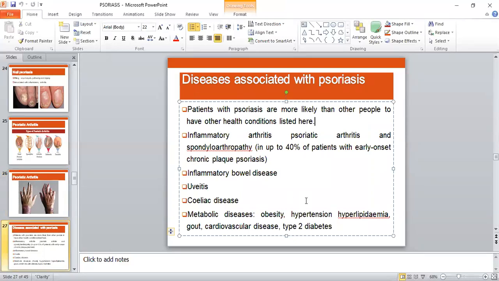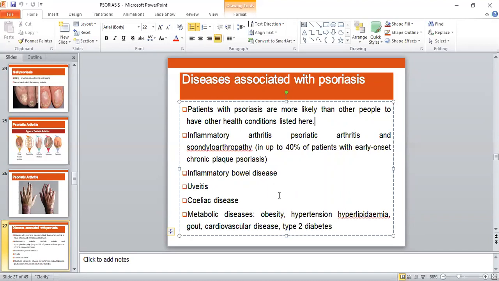Inflammatory arthritis, psoriatic arthritis, and spinal arthropathy occur in 40% of patients with early onset chronic plaque psoriasis. So if I told you this chronic plaque psoriasis can lead to inflammatory arthritis or psoriatic arthritis, or even psoriatic arthritis can be the only presentation of a patient. So we have to rule out the reason for the psoriatic arthritis.